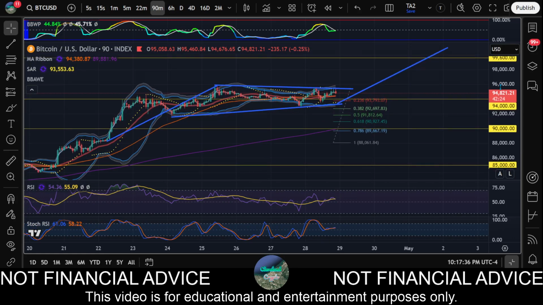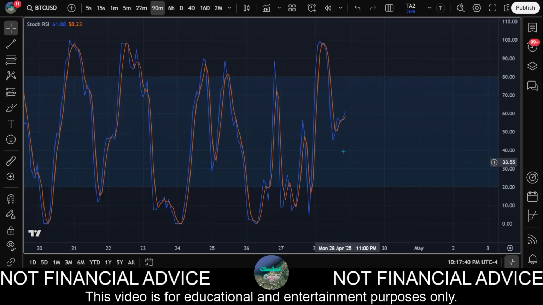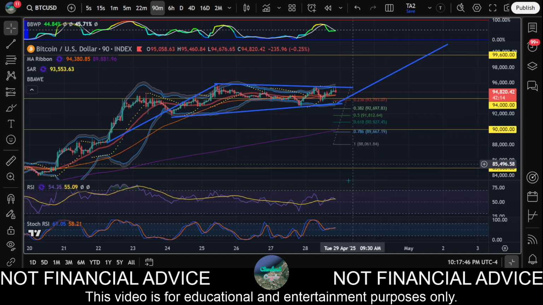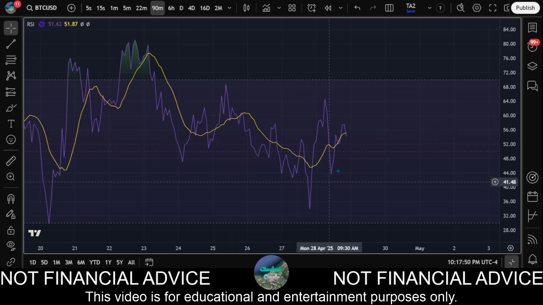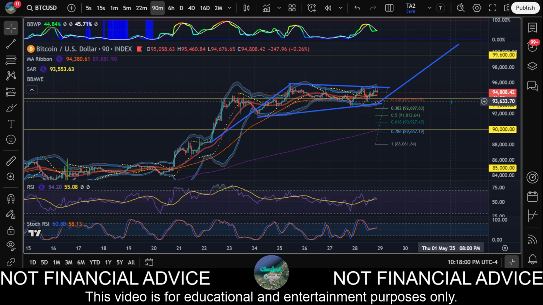Now we're seeing the stochastics here on the 90-minute chart start to turn back up. They found a bottom and have started to oscillate back to the upside. Let's see if this oscillation can continue. If it can, it will drive this RSI, which is also showing upward momentum, higher lows, higher highs, up, and we might actually see this 100K level. Now, granted, anything can happen.